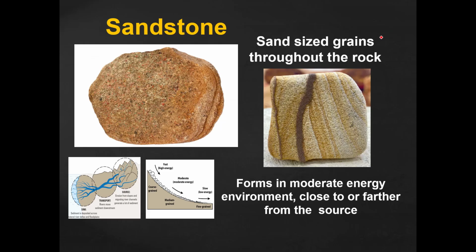You will see sand size grade throughout the rock, just like on both sides. It will form in a slight to moderate energy environment, and it could be closer or farther from the source area. So anywhere in this area, it's high to moderate. I said only moderate, but we can say high as well. So high to moderate energy environment, close to or farther from the source, because it depends on the composition of the sandstone, as we will see right away.